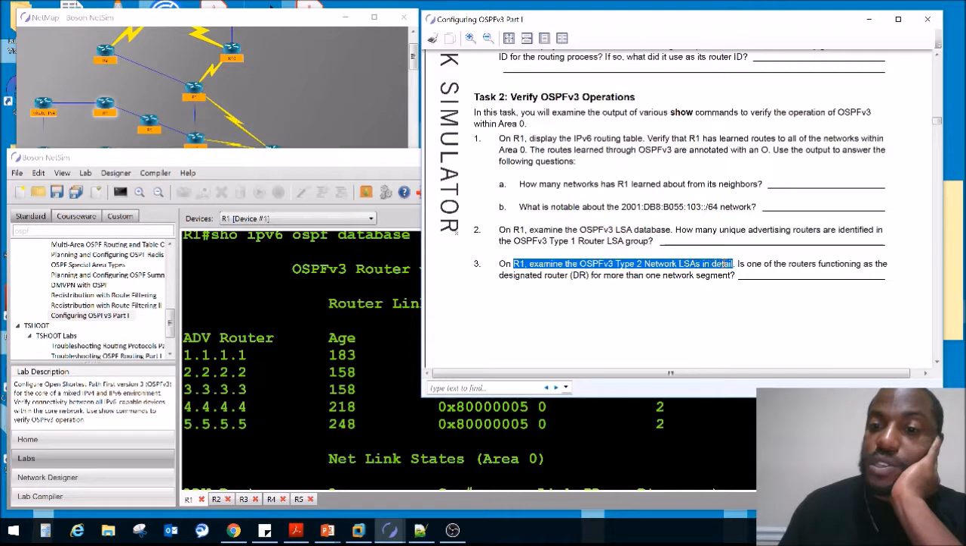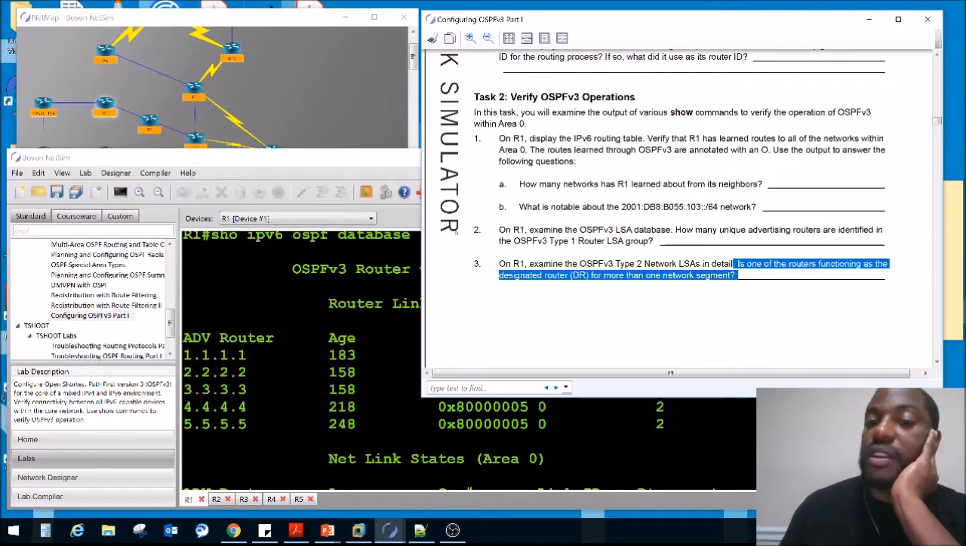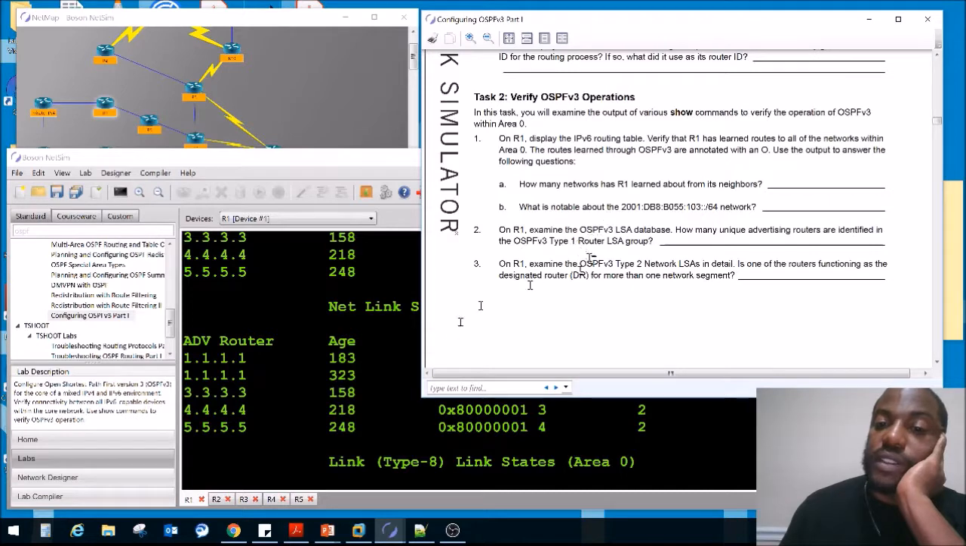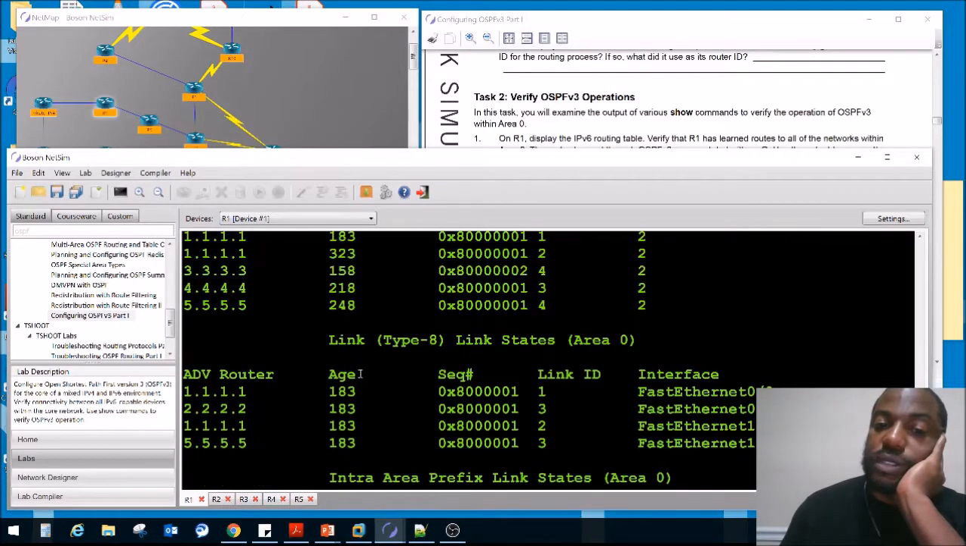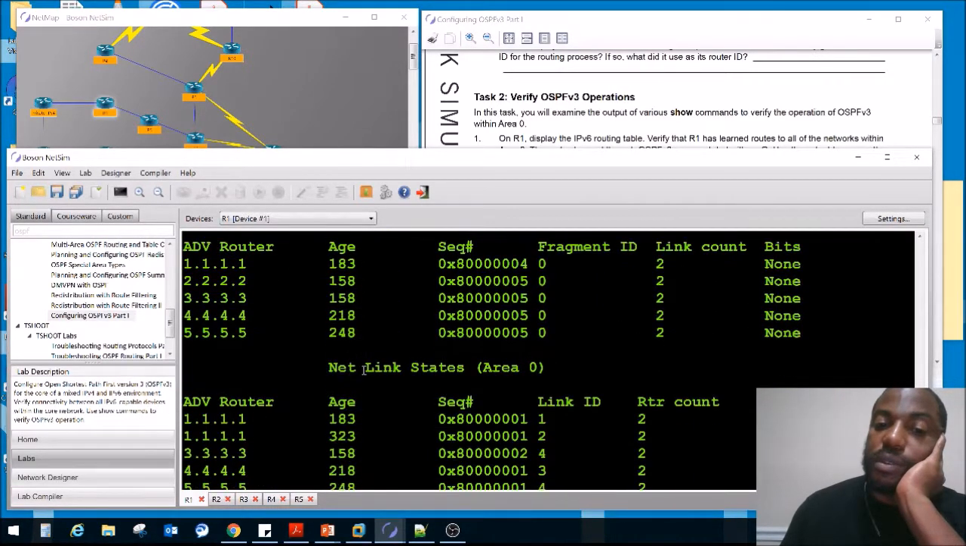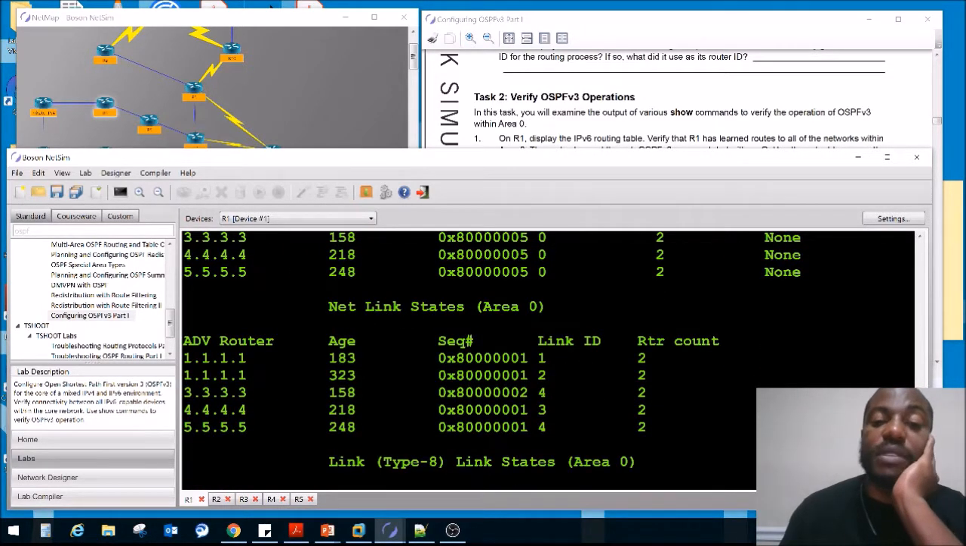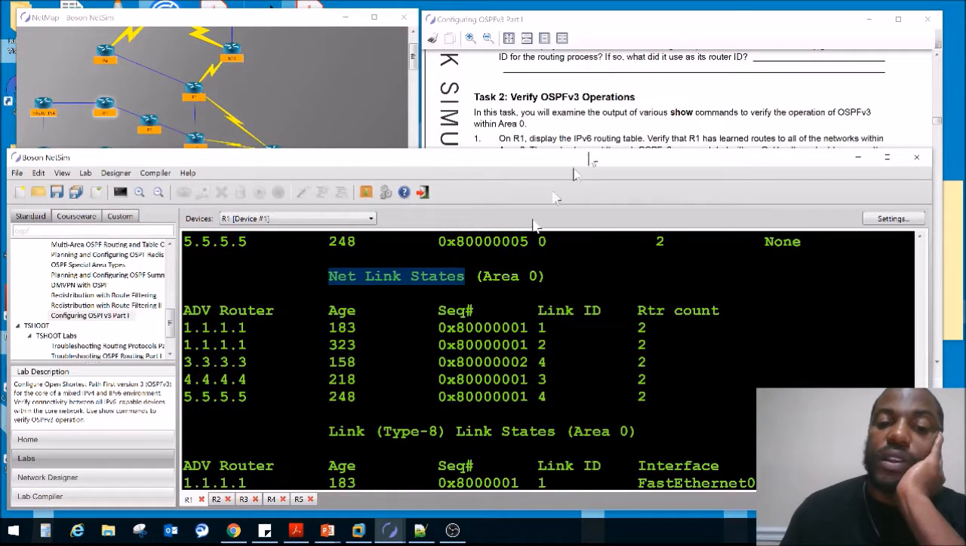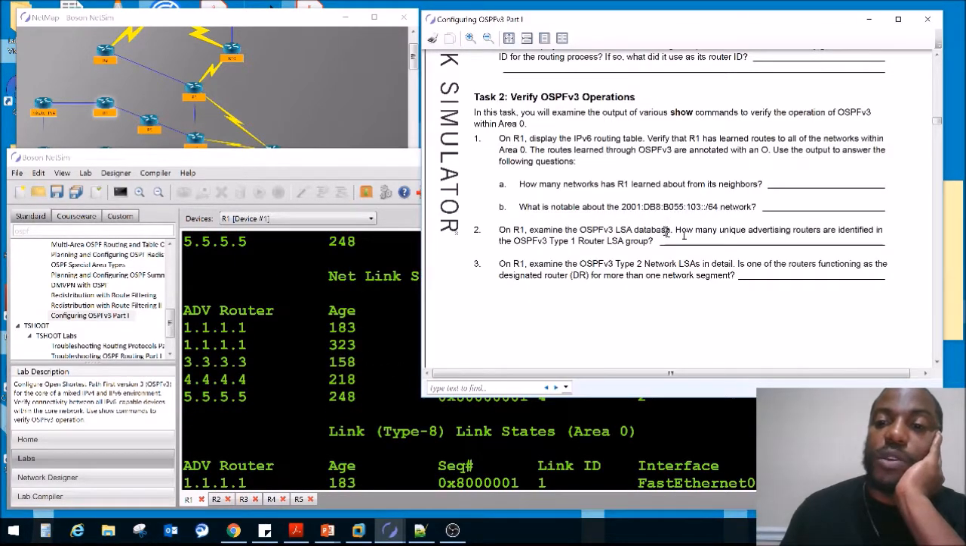Examine the type 2s in detail. Is one of the routers functioning as a designated router for more than one network segment? Let's see. We need to look at the type 2s. Type 2s are located here. Remember, these LSA types are different now, right? So this is type 1. This is type 2 right here. And they want to know how many unique advertising routers. No.